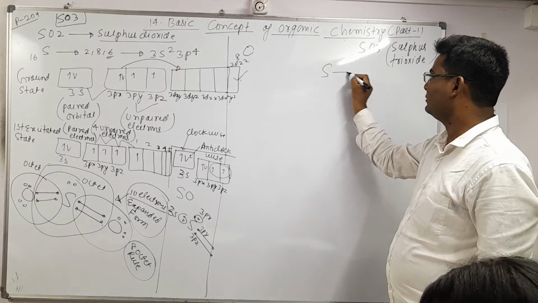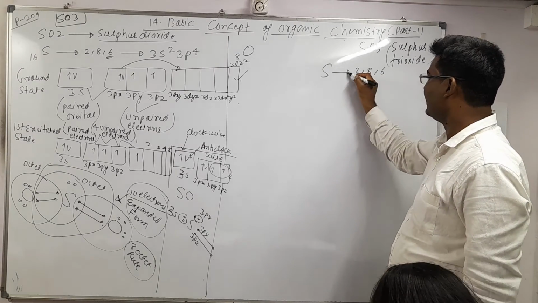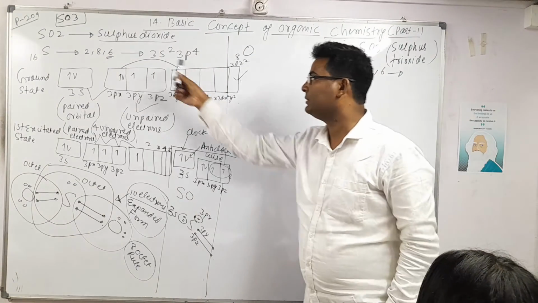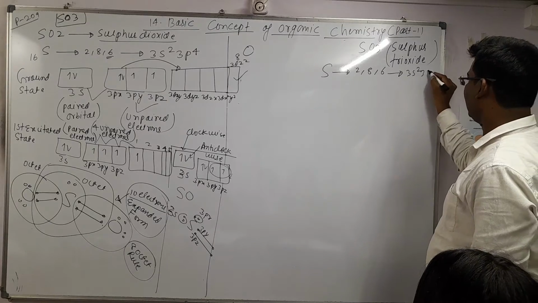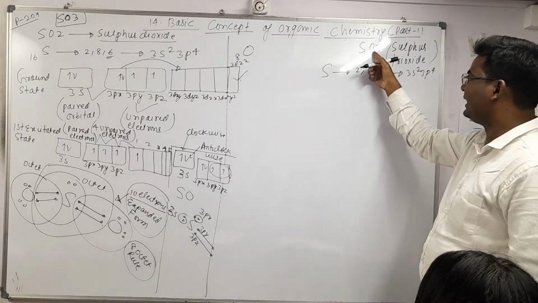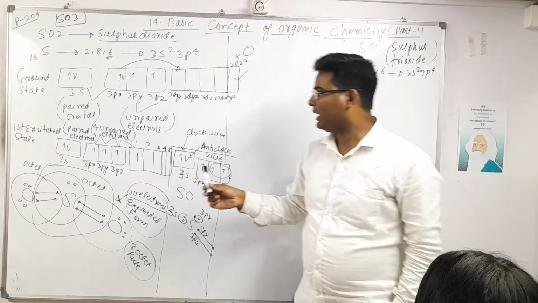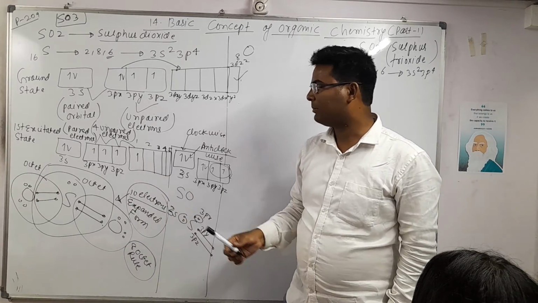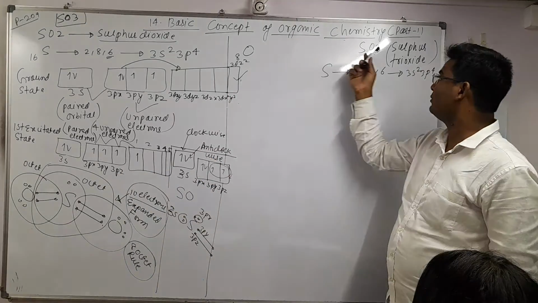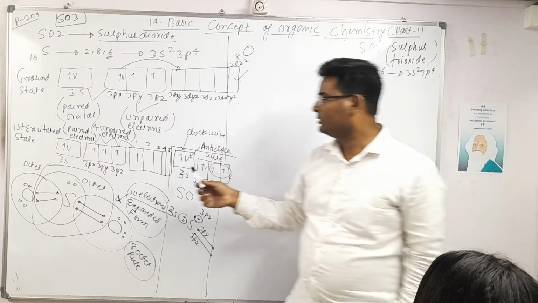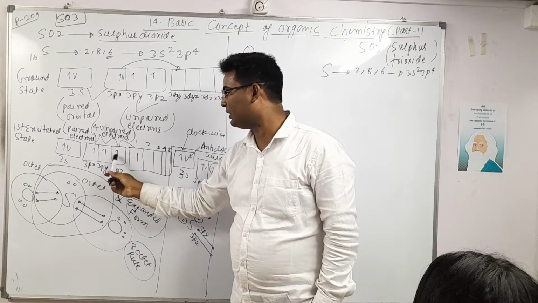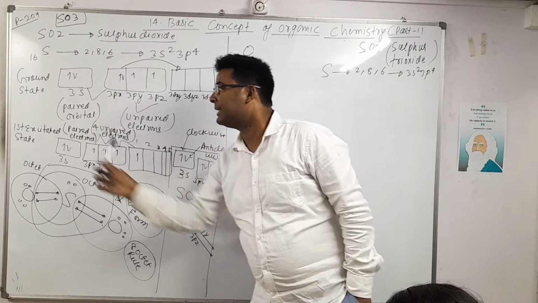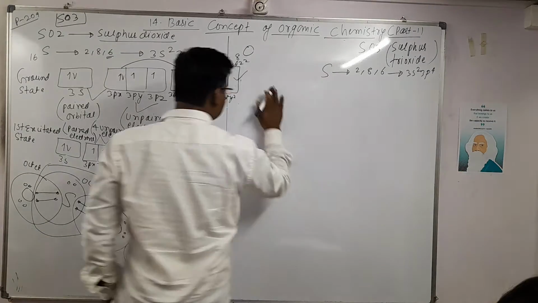So we know sulfur has 2, 8, 6 electrons, right? The last orbit electronic configuration is 3s2 3p4. There are total 3 oxygen atoms, so we have to promote the electrons, because we need 6 unpaired electrons. Right now there are 4. When this electron comes here, that is called the second excited state.